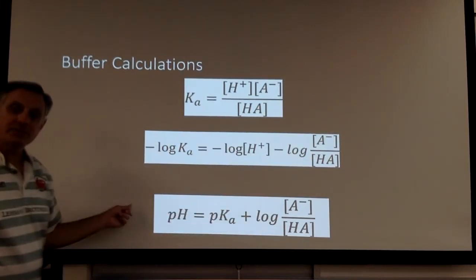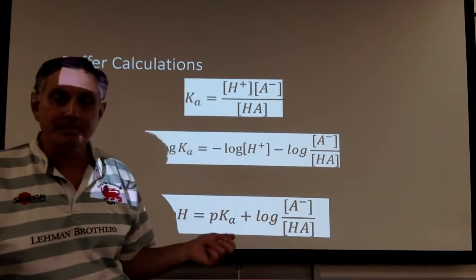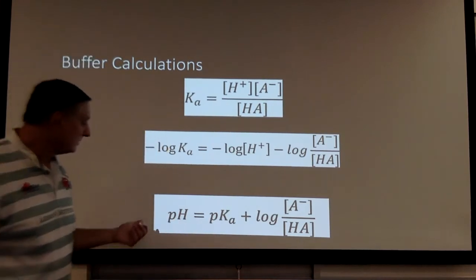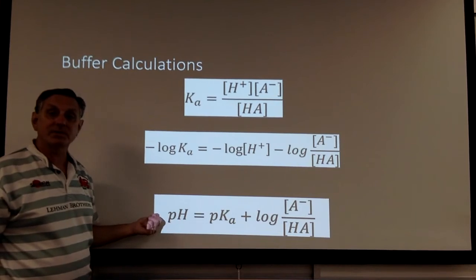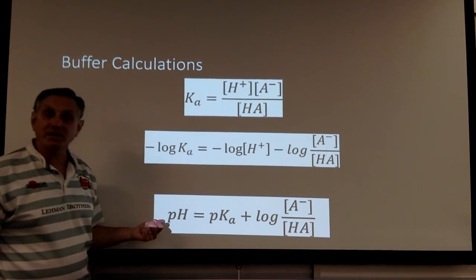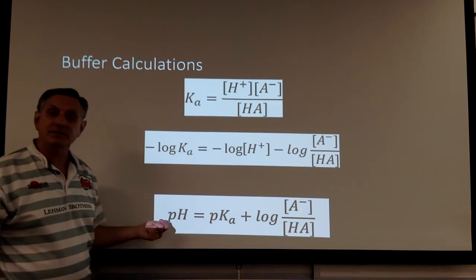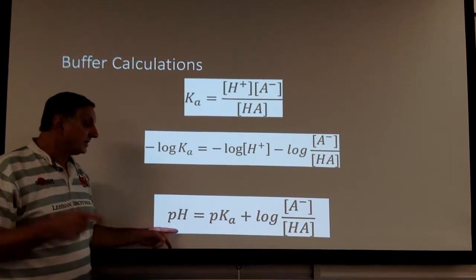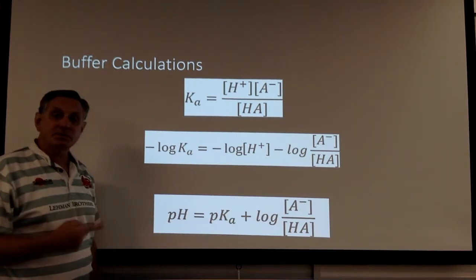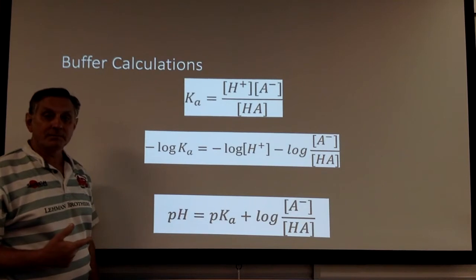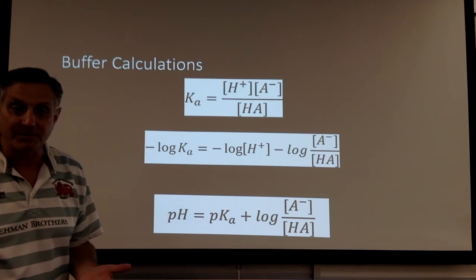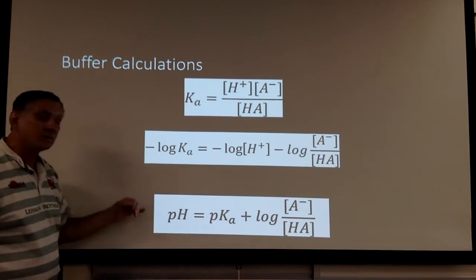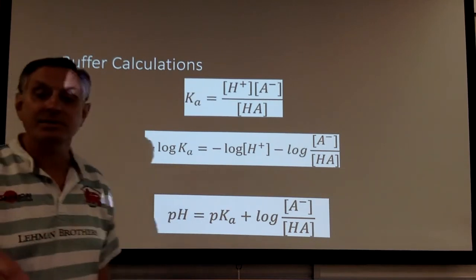This is called the Henderson-Hasselbalch equation. Why? I don't know. I guess he may have been the first to publish this derivation, which is pretty obvious, but nevertheless, it's called Henderson-Hasselbalch. This only is used when you have a buffer, because it's simple to use when you have a buffer. And we'll go through some examples of how to use this.